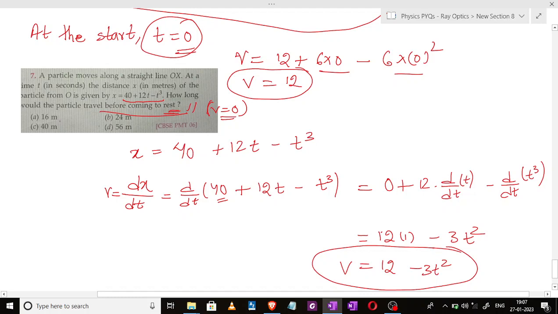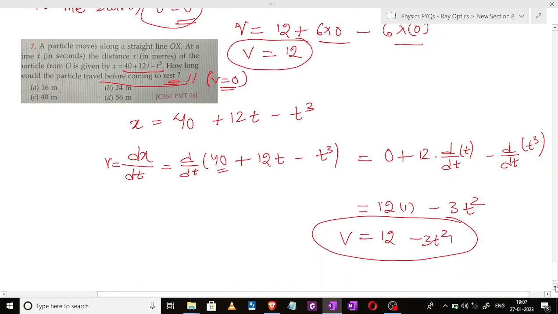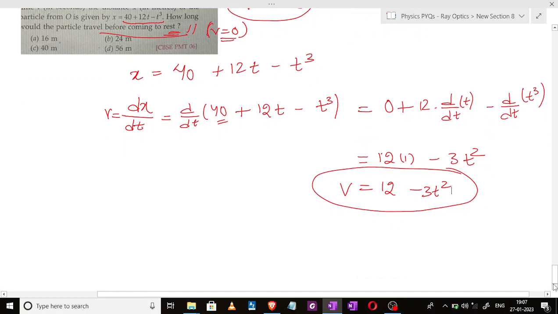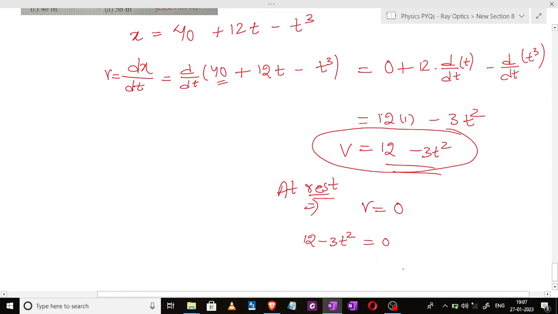Now we have to find when it comes to rest. We have to find the time. Okay, so when does it come to rest? At rest, the velocity will become 0, right? So the value of velocity is 12 minus 3t square equal to 0. Now moving minus 3t square to one side and 12 to the other, it becomes minus 12.